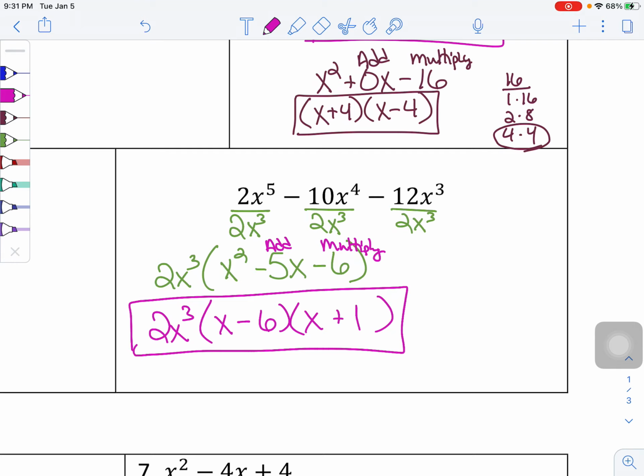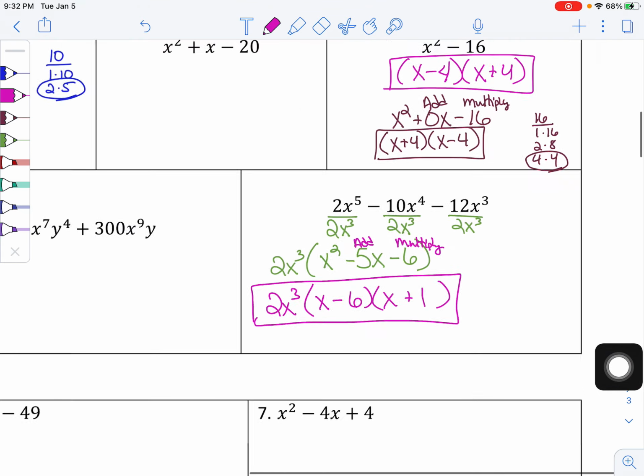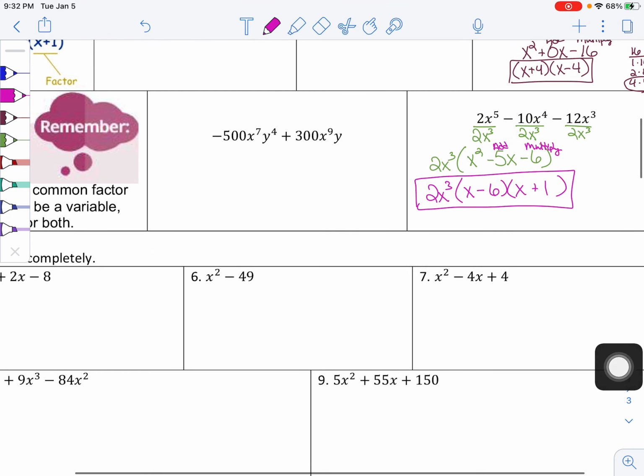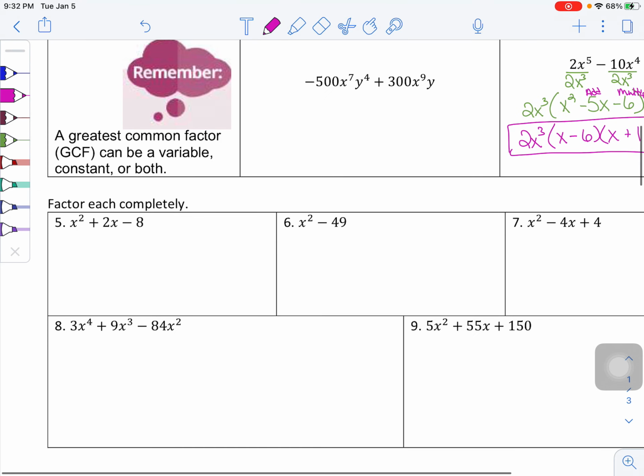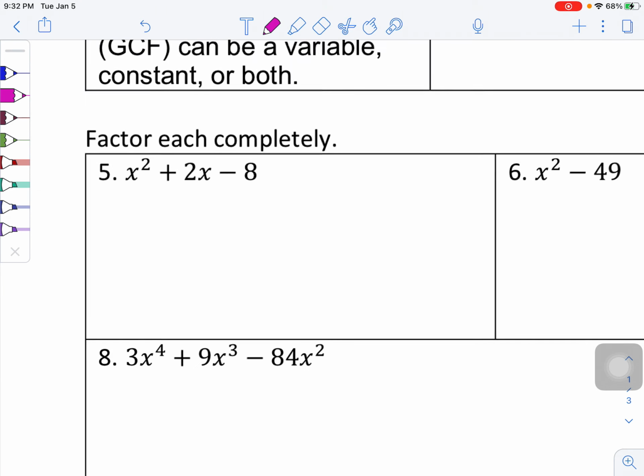Okay, so again, be careful that you check your work, right? You can always completely multiply this out to make sure you get back to here. I do the quick check in the middle, make sure it works. All right, again, every other problem here, for these I'm going to do 5, 7, and 9.